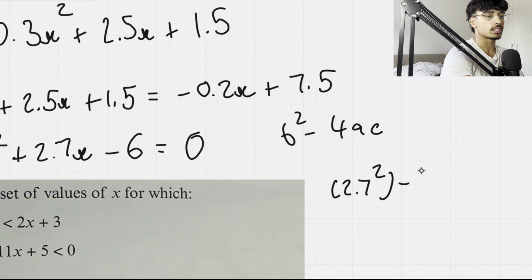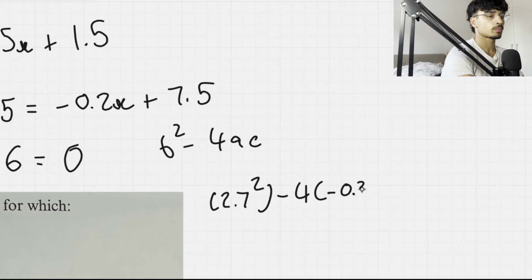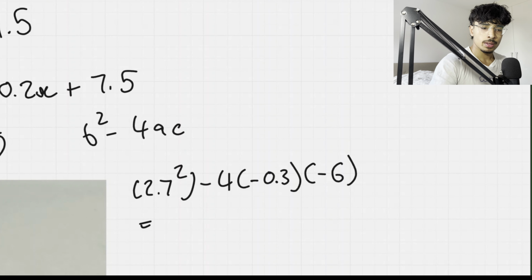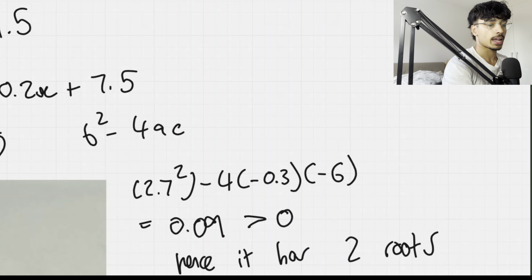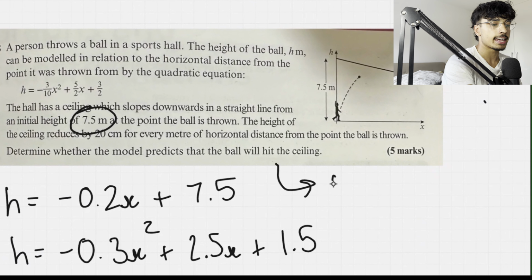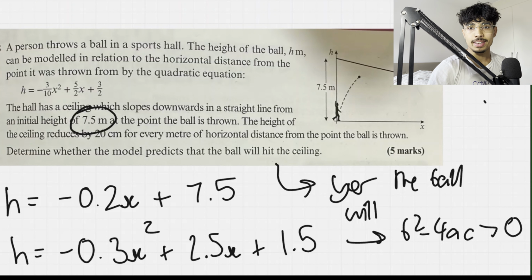So b squared minus 4ac is going to be 2.7 squared. Okay, let's write that down. 2.7 squared minus 4 times negative 0.3 times negative 6. Okay, so we get 0.09, which is greater than 0. Hence, it has two roots. Therefore, it does intercept. So our initial question was to determine whether the model predicts that the ball will hit the ceiling. Yes, the ball will. b squared minus 4ac is greater than 0. And that, ladies and gentlemen, is that question answered.